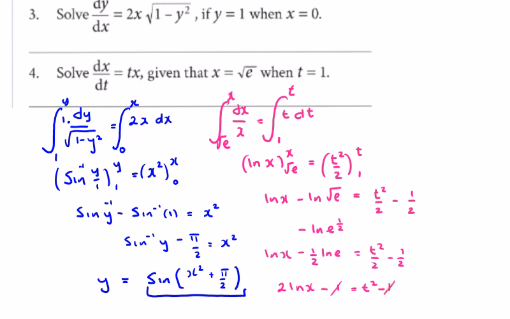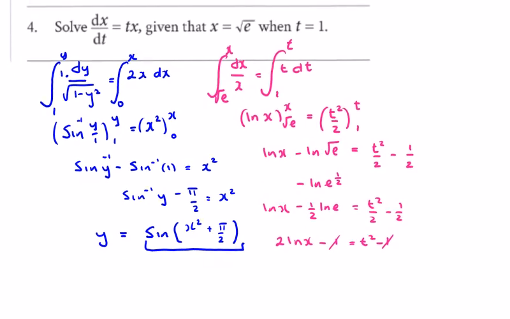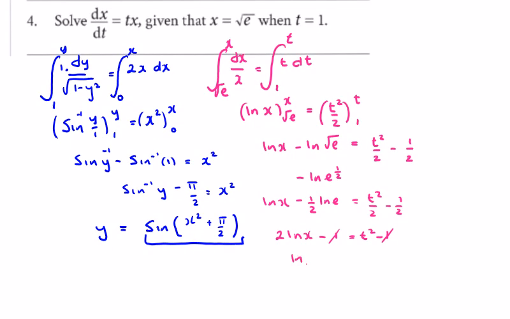So if we divide by 2, we get natural log to the base e of x is equal to t squared over 2. So e to the power of the right hand side, t squared over 2, is equal to x. E to the power of t squared over 2 equals x, just in case it's not visible, for number 4.